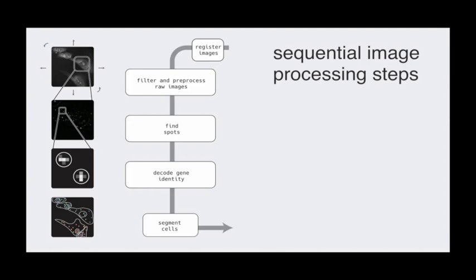Those spots have to be found, which is a non-trivial problem, and then decoded such that you can attribute a different identity to each spot, which corresponds to its gene, shown here in pseudocolor. And then finally, the cells have to be segmented. This was my chance to talk about deep learning. And the spots are assigned to the actual cells.